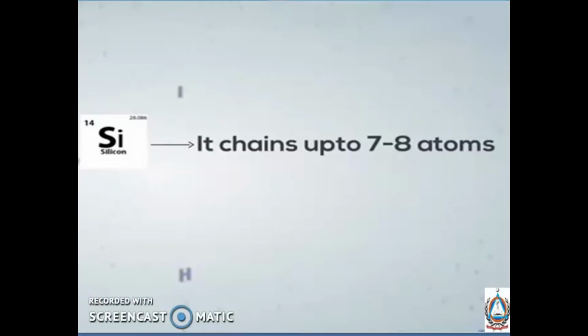Now, no other element exhibits the catenation property to the extent to which a carbon compound can show. Silicon can show the catenation property, but only up to 7 to 8 atoms before becoming highly reactive. On the other hand, carbon is stable and forms a strong bond.